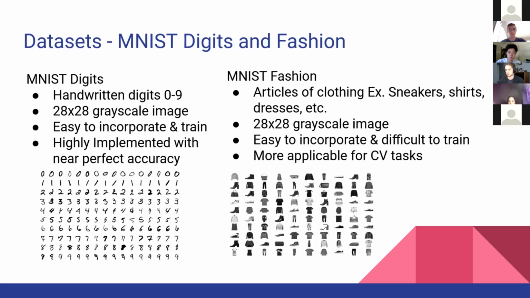The datasets that we used are the MNIST digits and fashion. Both of them contain 28 by 28 grayscale images and are easy to incorporate. However, the MNIST digits dataset is easy to train and highly implemented with near perfect accuracy, while the MNIST fashion dataset is difficult to train and more applicable for CV tasks.